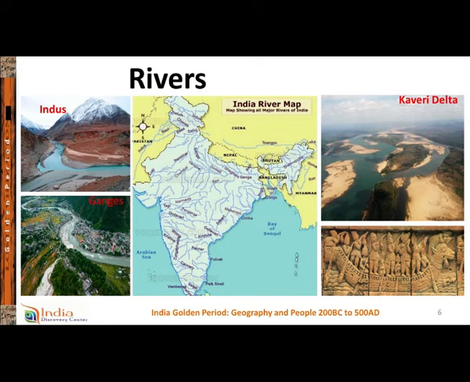These are the rivers. If you look at the map, you'll see the rivers and the tributaries. The Indian subcontinent has a natural wealth, especially for agriculture. And nature did help the population in creating this condition. And these are very important rivers, the Indus, the Ganges.